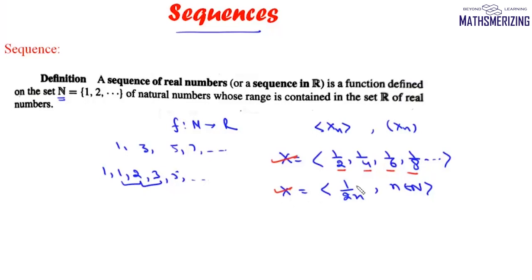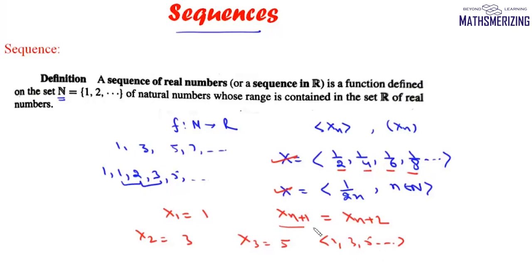Another way to define a sequence is using recursive relations. Say for example, suppose x1 is 1 and x(n+1) is xn plus 2. Now if we write x2, x2 is 1 plus 2, which is 3. x3 is 3 plus 2, 5. So this sequence is actually the sequence of odd natural numbers. So we have defined the sequence of odd natural numbers using a recursive relation, which is x(n+1) equals xn plus 2, where x1 is 1.